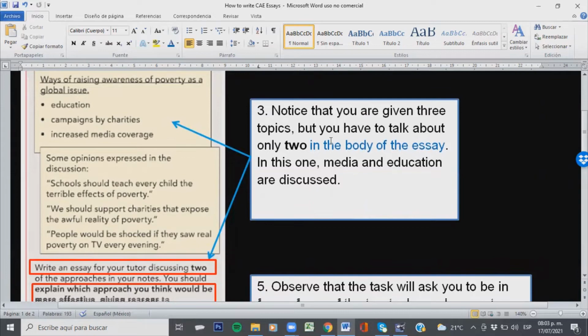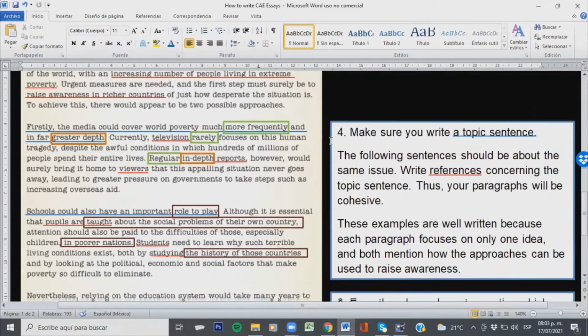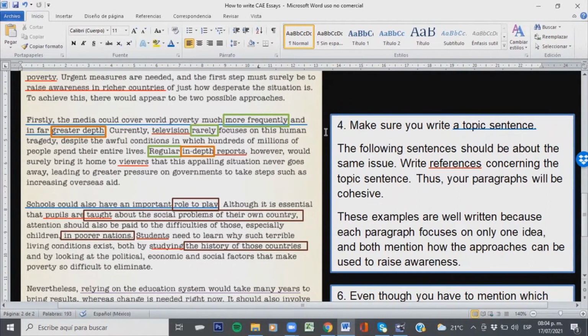Let's see how this is done in the sample essay. First, make sure you write a topic sentence. Then, the following sentences should be about the same issue. You have to write references concerning the topic sentence. Thus, your paragraphs will be cohesive. Let's read the paragraphs to see if they meet these requirements.